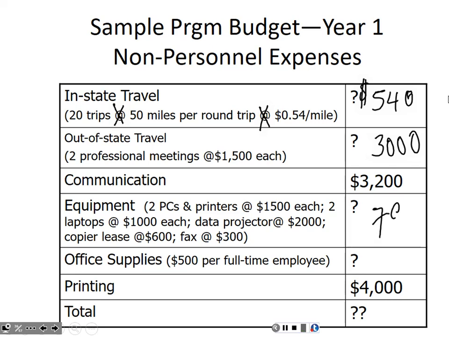How about equipment? 7,900. 7,900, and how did we get that figure? 2 PC printers, so 3,000 plus 2 laptops, 2,000, plus 2,000, and then plus 600 and 300. Okay. Did everyone get 7,900? Anyone got a different figure? No? Okay, this is a safe place, you know.